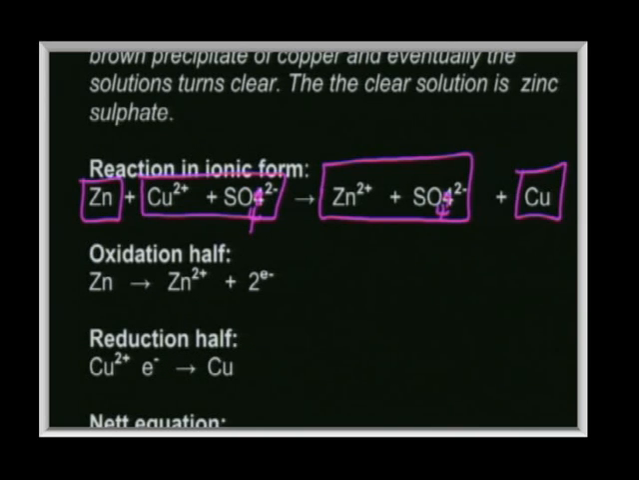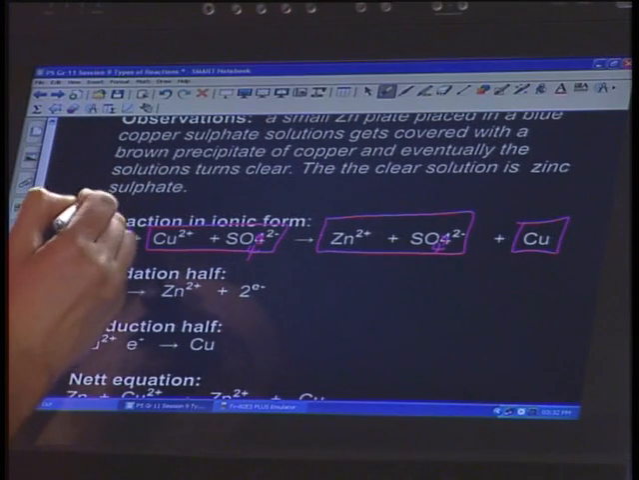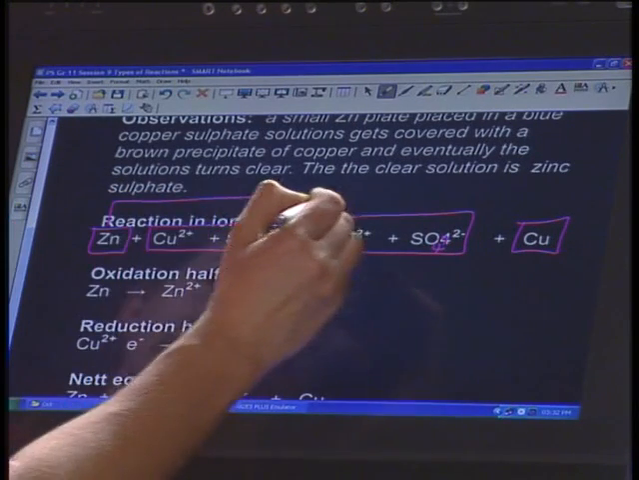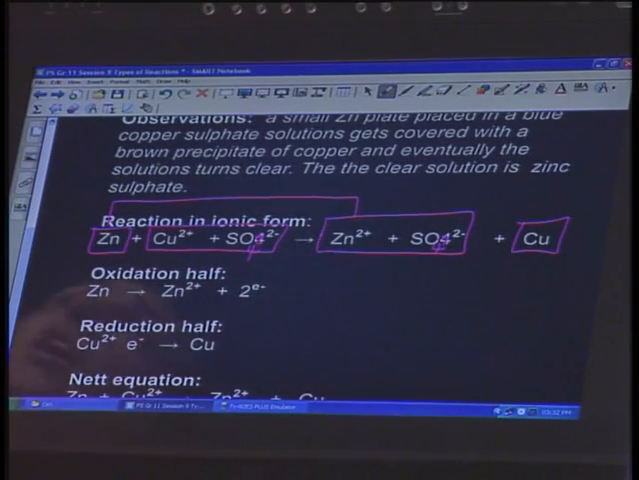Now, when you look at this, you will notice that zinc has gone from a neutral atom to an ion. It has gone from 0 to +2. Now, for something to become more positive, something negative has to be lost. And in this case, that negativity that has been lost is the electrons that were lost by the zinc atoms to form the zinc ions.